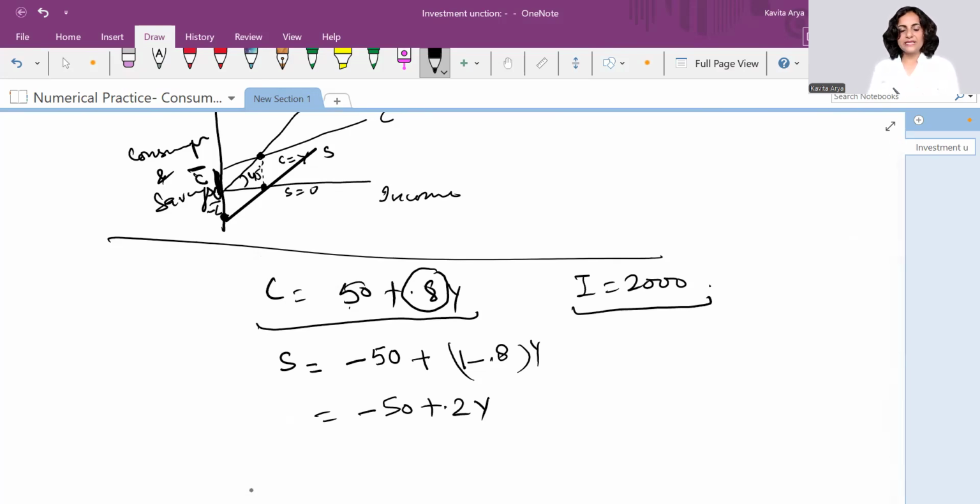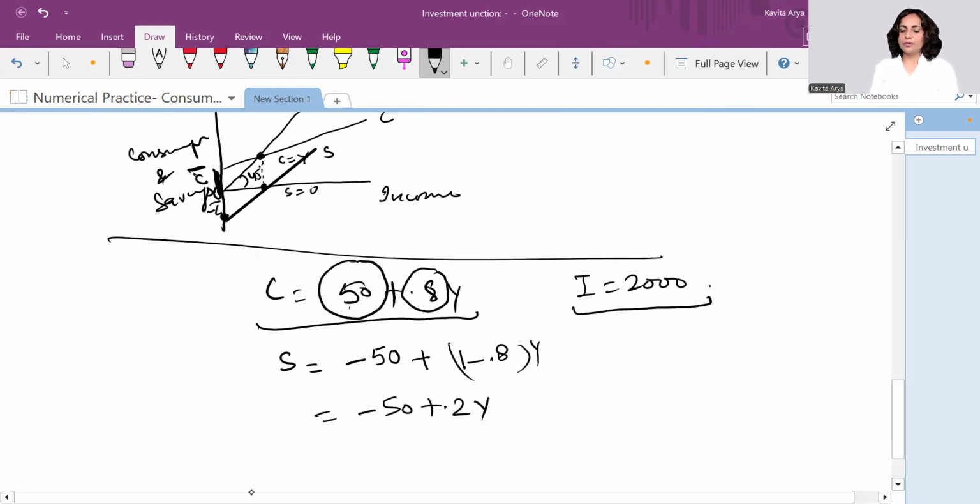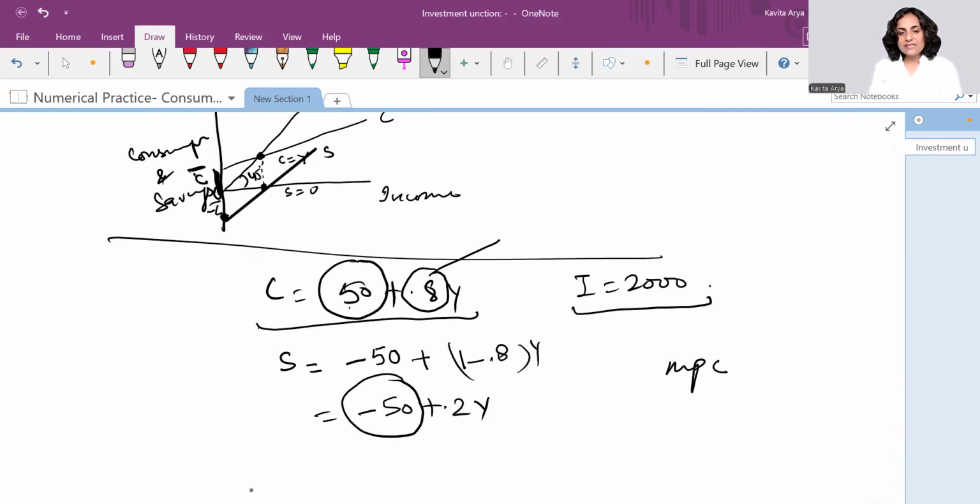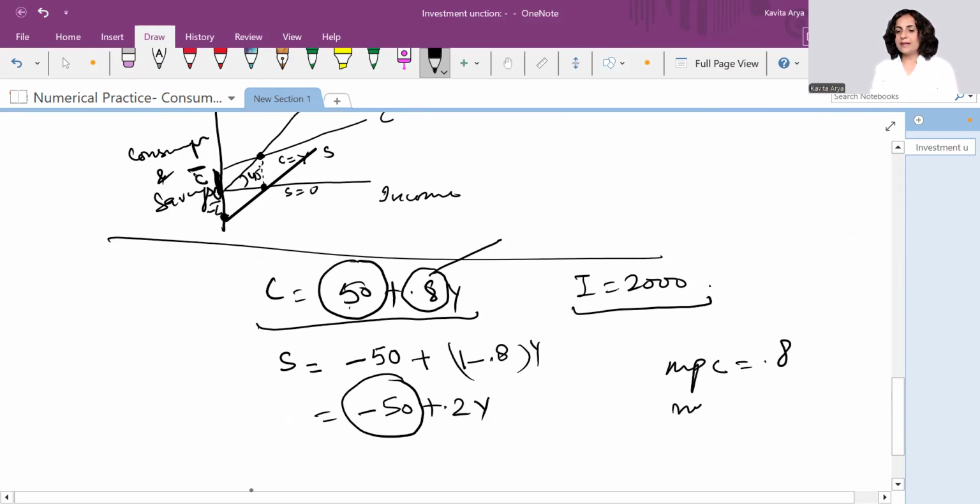This is the first part. Second part is, what is the value of autonomous consumption? So 50 units is the value of autonomous consumption. What are the dis-savings? So we'll say minus 50 are the dis-savings. Next question is, what is MPC? So this constant value with Y in the consumption function is MPC. What's MPS? This value with Y in the S function is MPS.